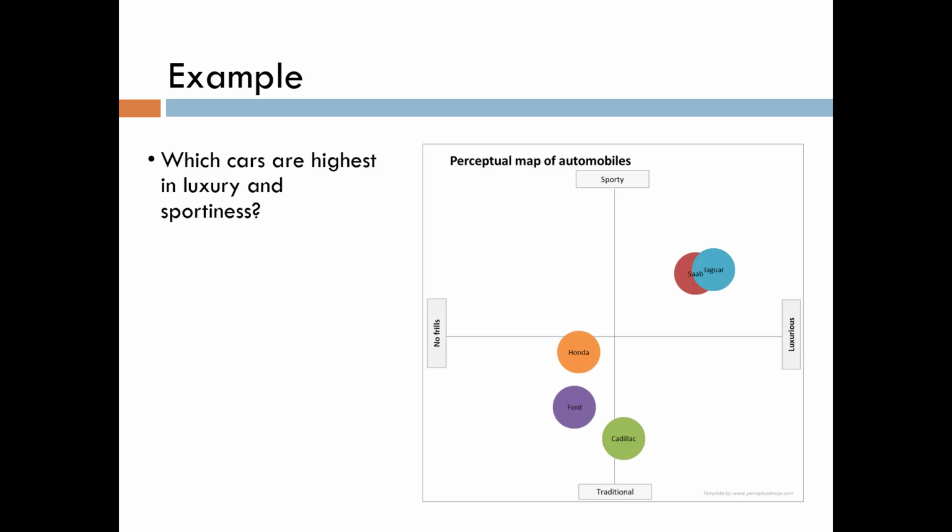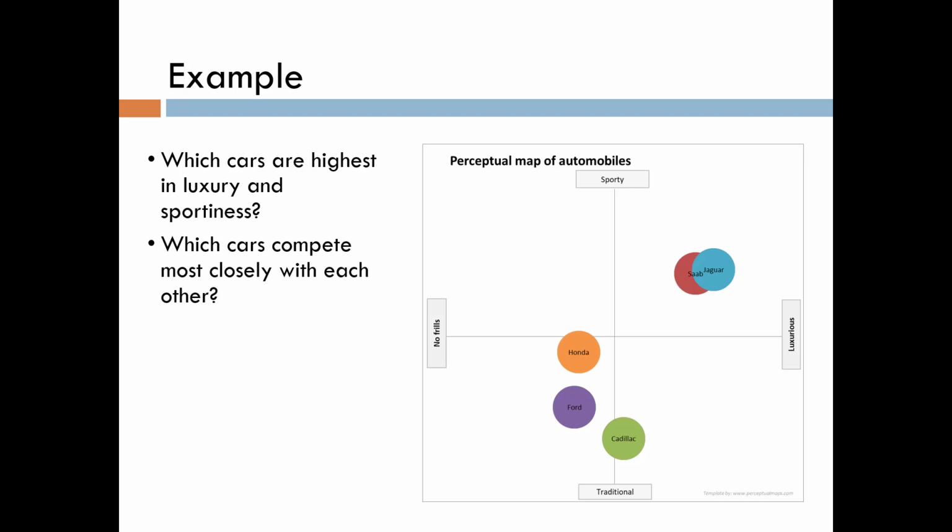Which cars are highest in the attributes luxury and sportiness? Jaguar and Saab are the highest in both luxury and sportiness, with Jaguar marginally higher. Honda and Ford are both seen as being less luxurious and more no-frills and less traditional than Cadillac.